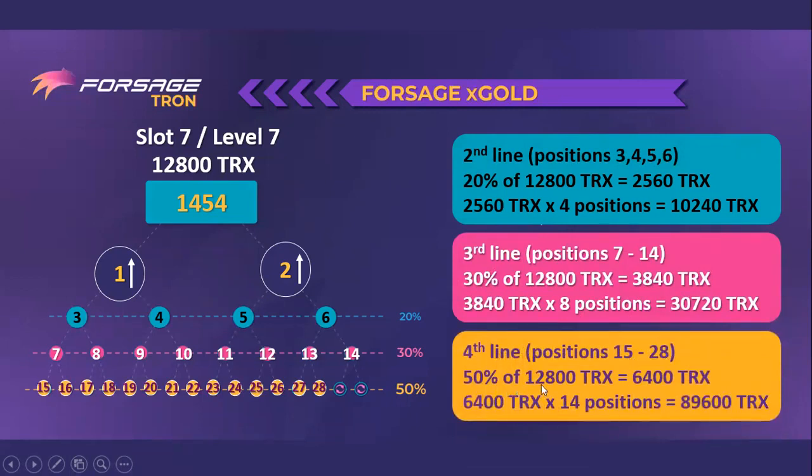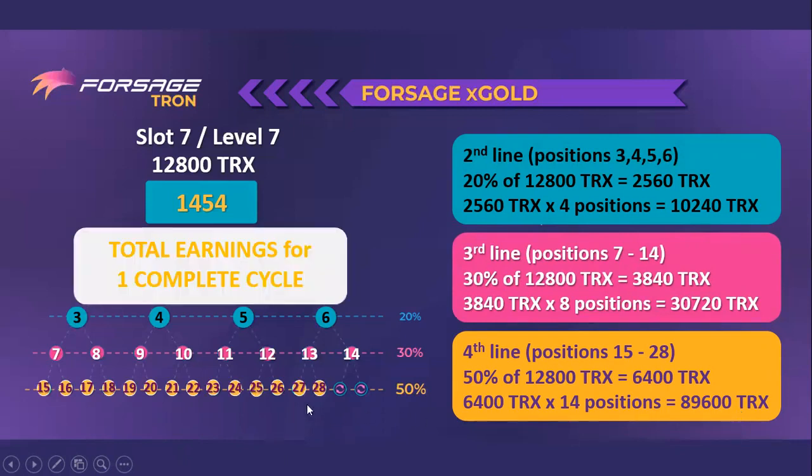Now, fourth line, positions 15 to 28. 50% of 12,800 Tronics is equal to 6,400 Tronics per position. Now, there are 14 positions. So 6,400 Tronics times 14 positions is a whopping 89,600 Tronics. Imagine, just add that up, right?